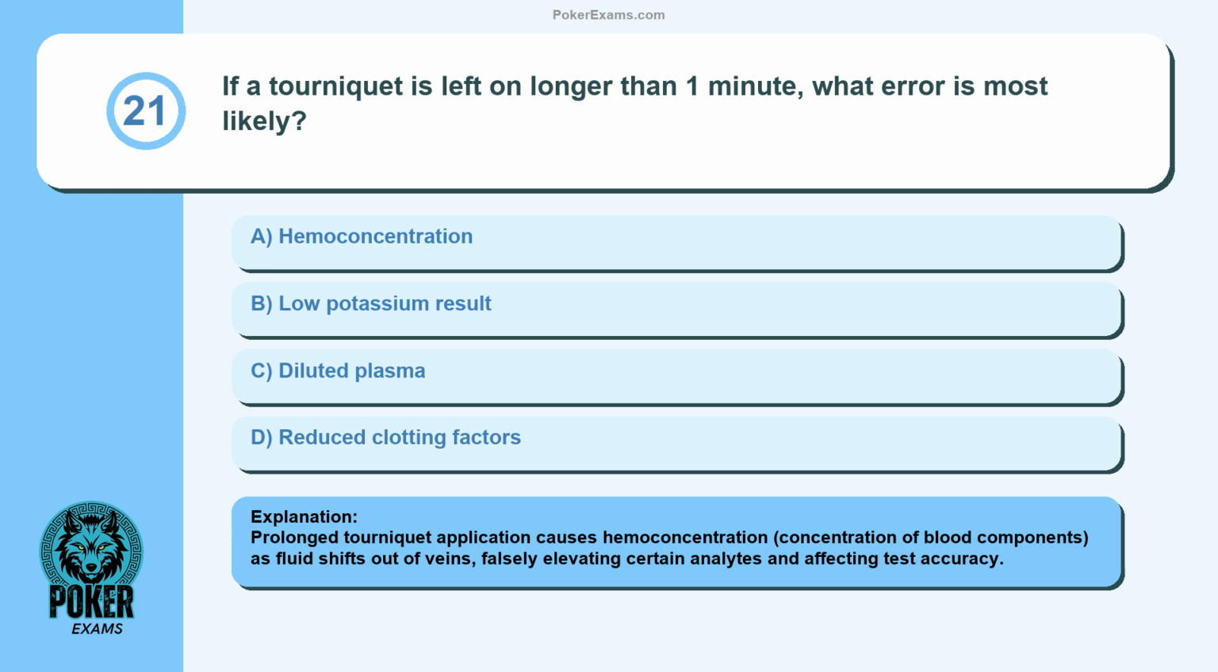Prolonged tourniquet application causes hemoconcentration, concentration of blood components, as fluid shifts out of veins, falsely elevating certain analytes and affecting test accuracy.